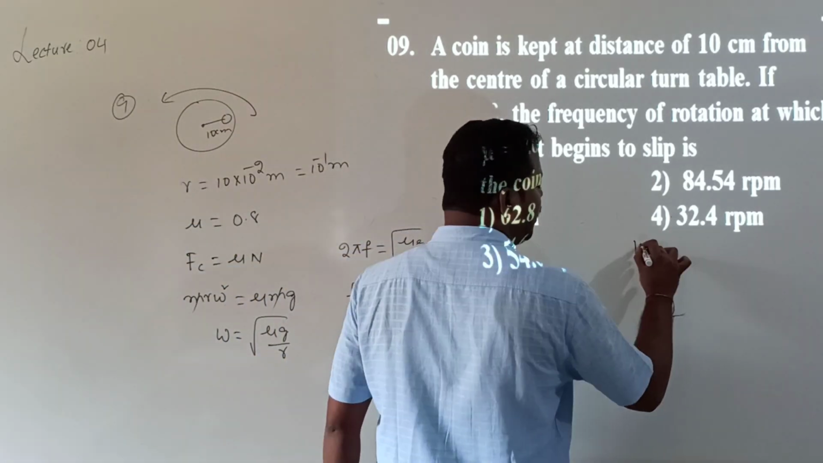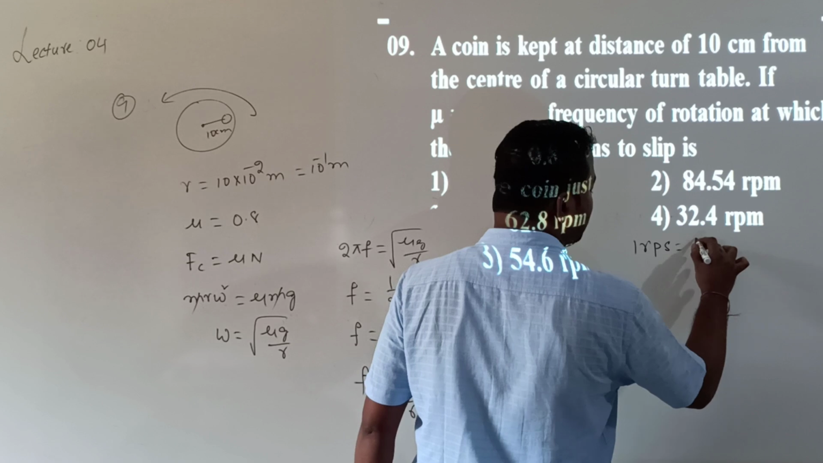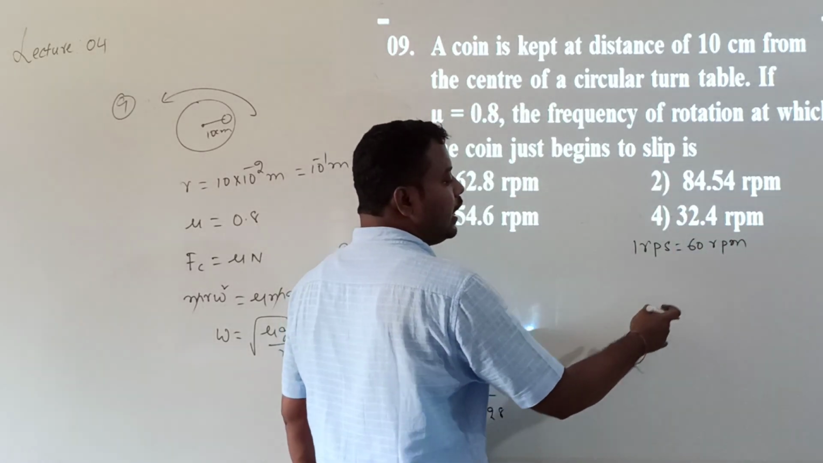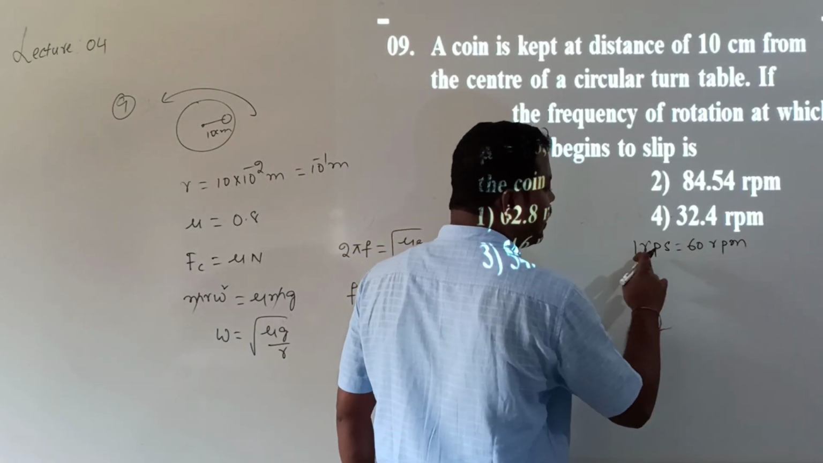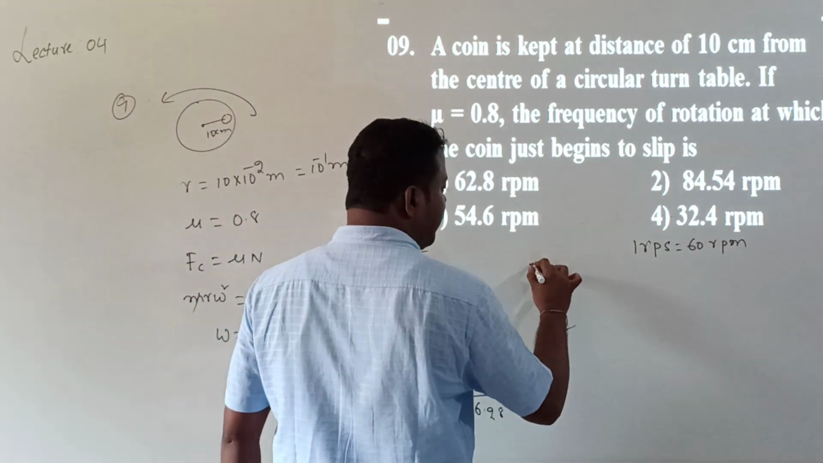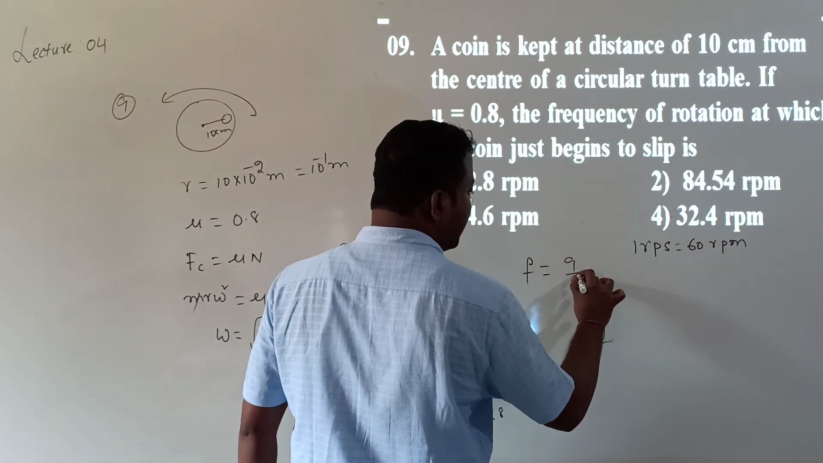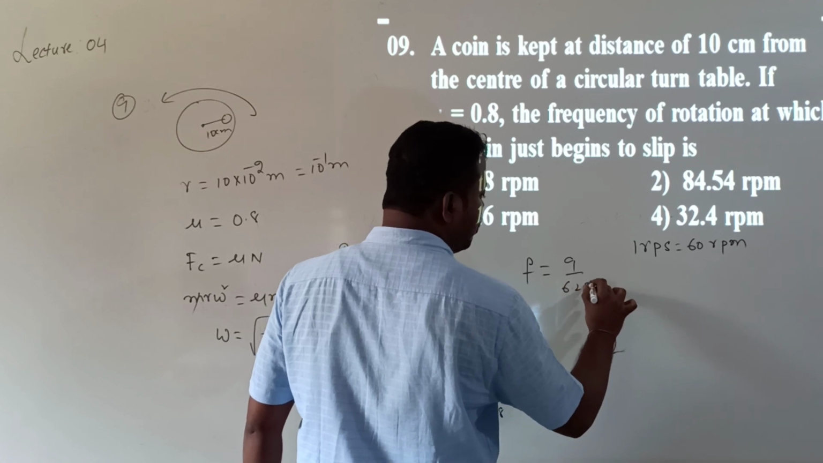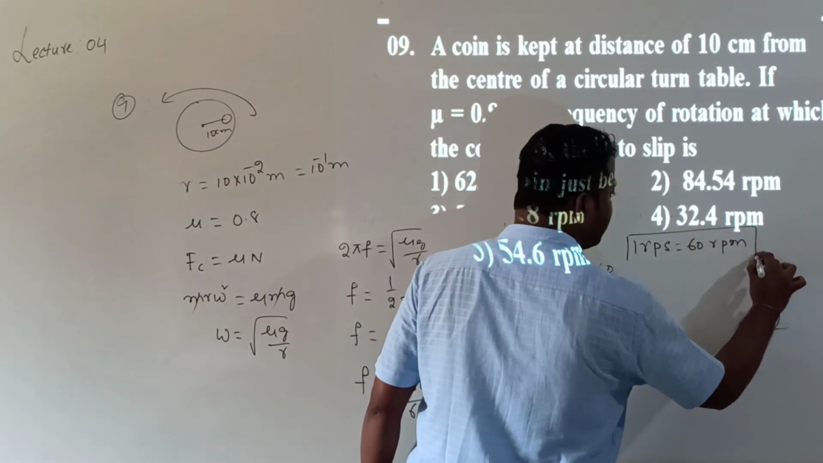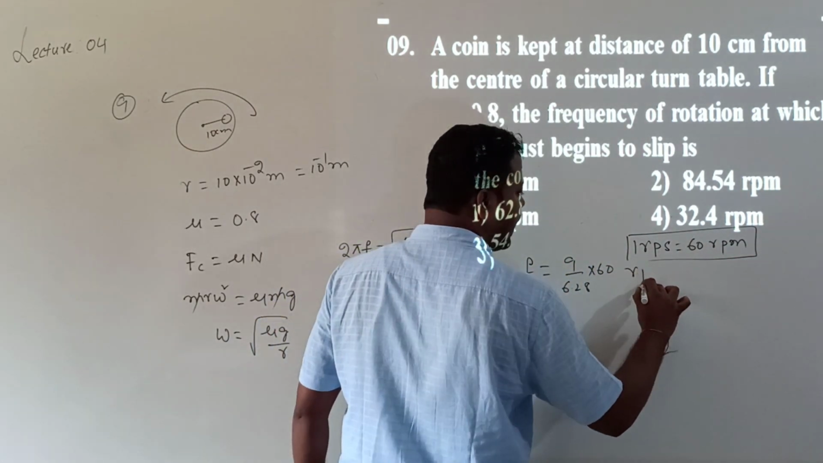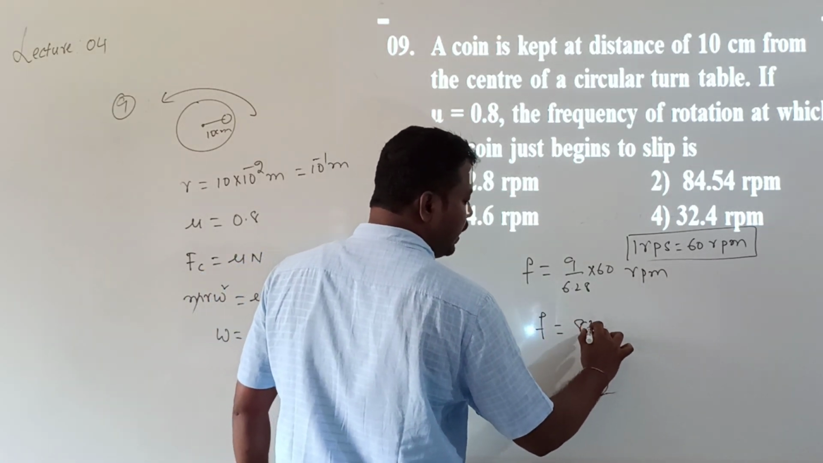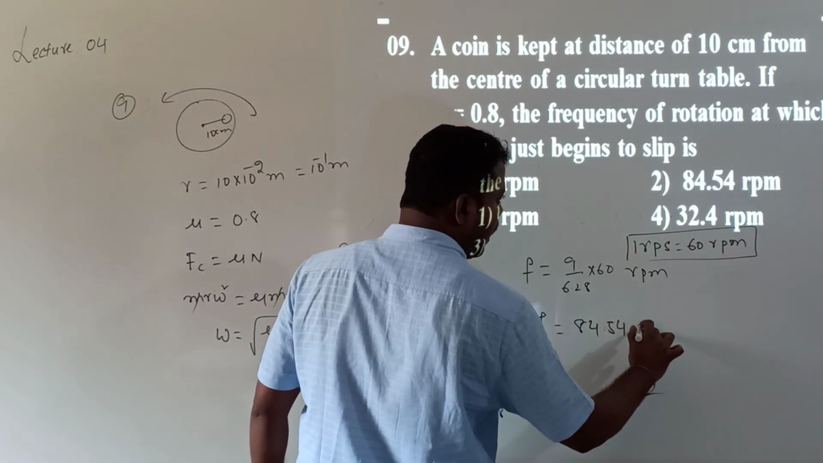1 RPS is equal to 60 RPM, the number of revolutions per minute. So 1 RPS value is equal to 60 RPM. Then what do I get? Frequency value is equal to 9 divided by 6.28 into how much? Into 60. So this answer will be in RPM. Simplify this. After simplification, you will get the answer 84.54 RPM.